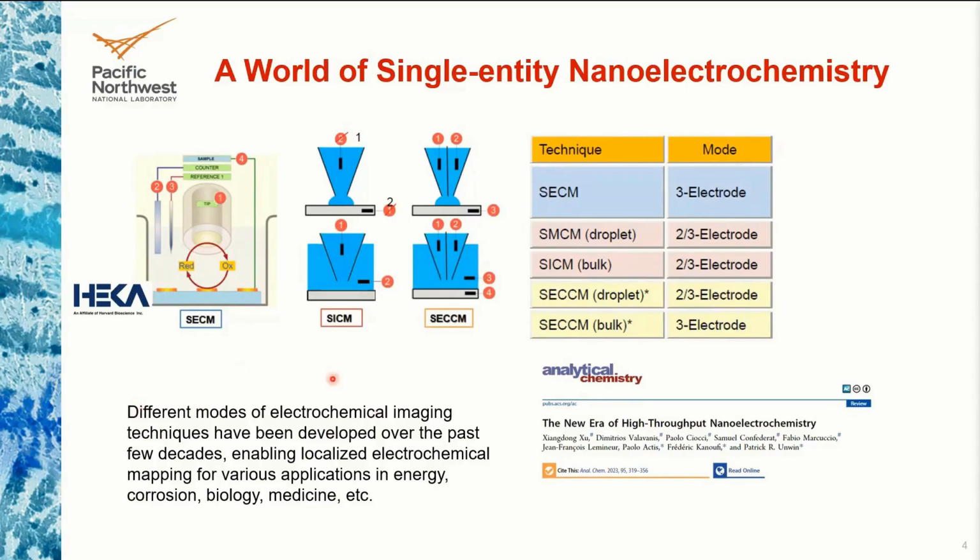So all these modes of electrochemical imaging using single entity nanochemistry have enabled localized mapping and been applied in various fields like energy, corrosion, biology, or medicine, such as drug delivery systems, etc. And recently there is an excellent review article published by Professor Patrick Unwin's group. If anyone is interested, take a look at it. It's very interesting to read. It summarizes almost every possible technique, a very exhaustive, very thorough review.